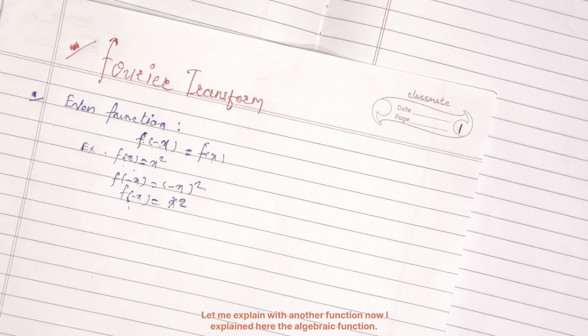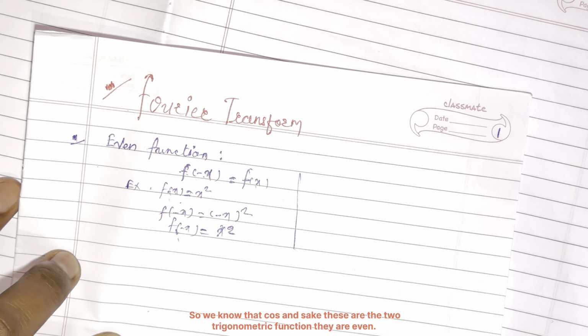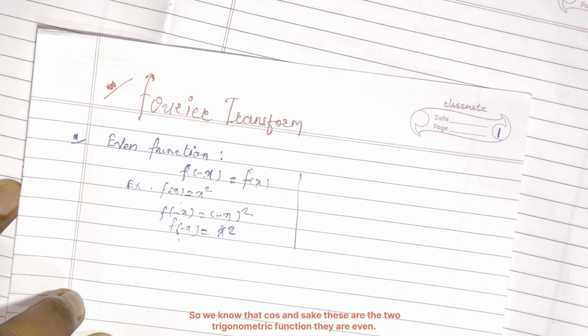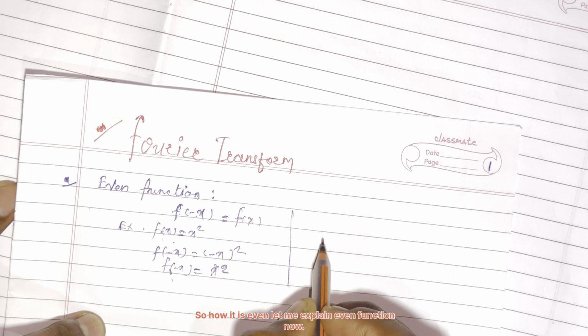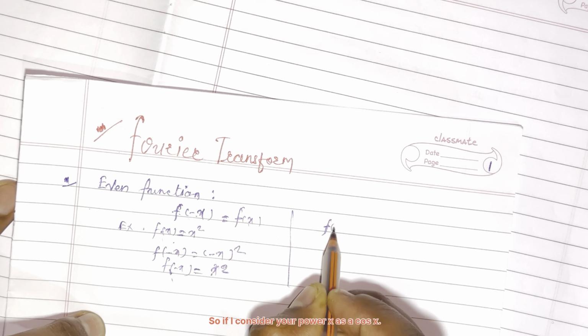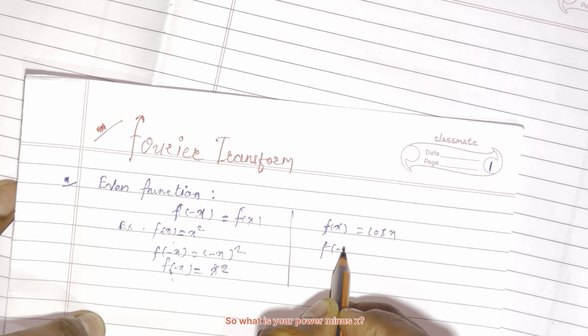Let me explain with another function now. I explained here with an algebraic function, so instead of that we now take a trigonometric function. Now see the even function for trigonometric identities. We know that cos and sec are the two trigonometric functions that are even. Let me explain how. If I consider f of x as cos x, what is f of minus x?